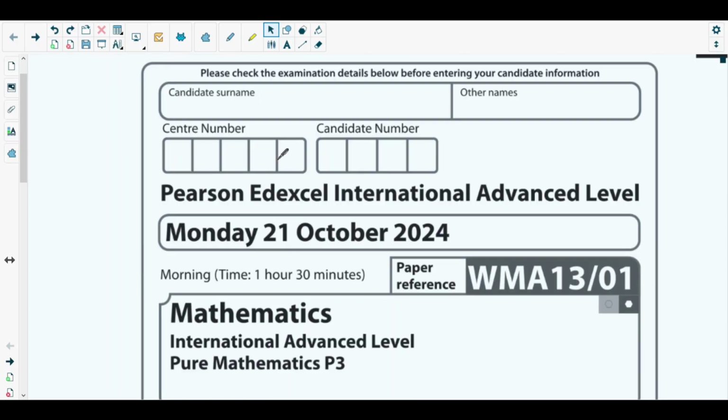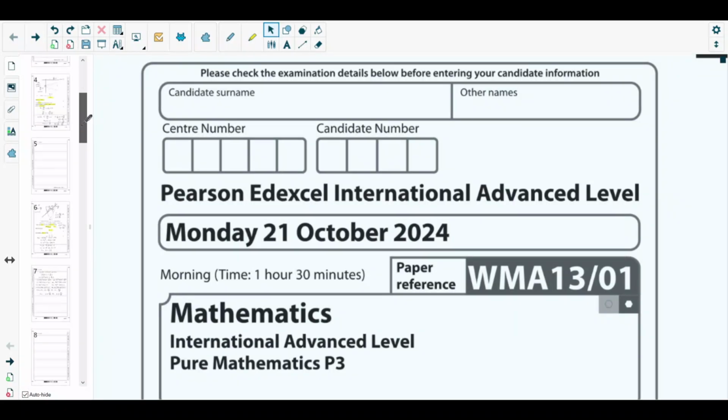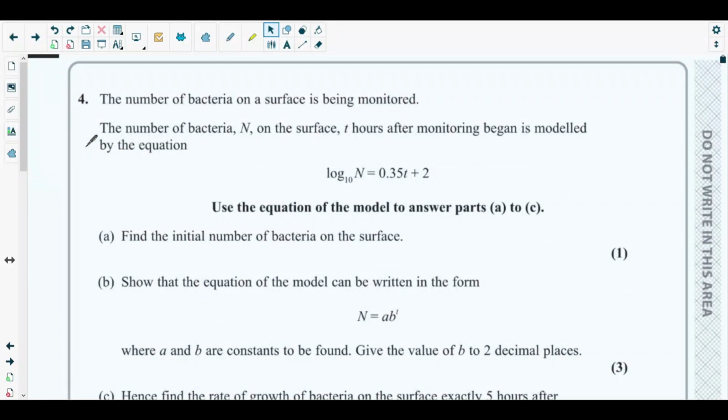In this video, we will be solving question number 4 from Pure Mathematics 3, October 2024 paper, which is the latest paper available now. The concepts behind this question are from exponentials and logarithms, discussed in chapter 5 of your Pure Mathematics 3 textbook.